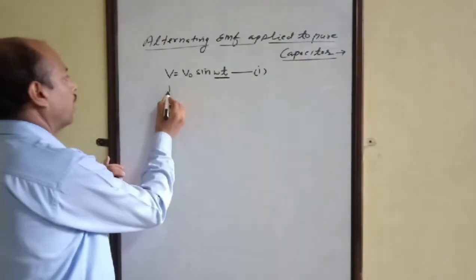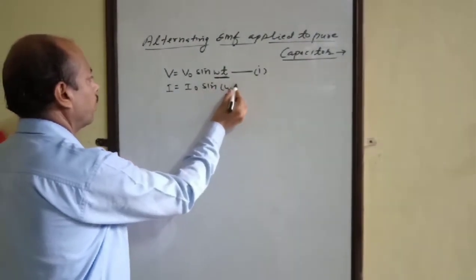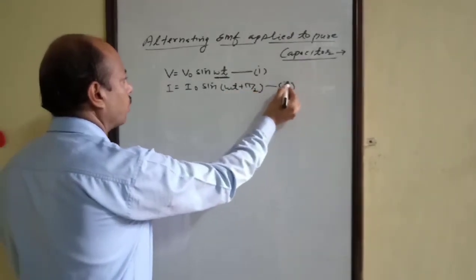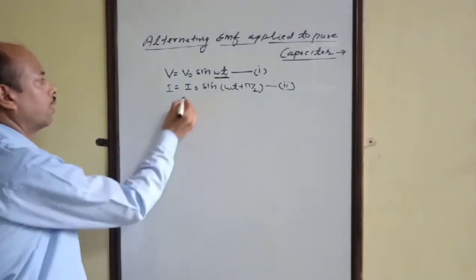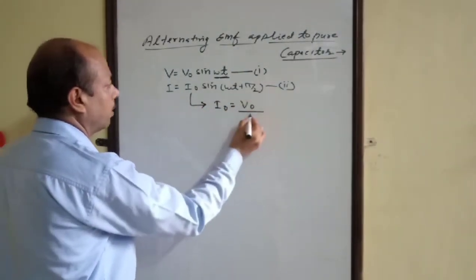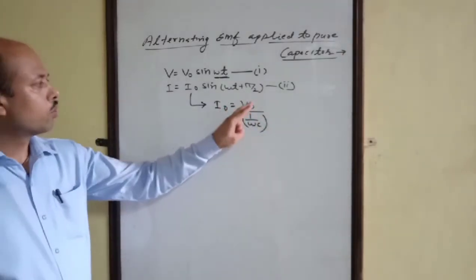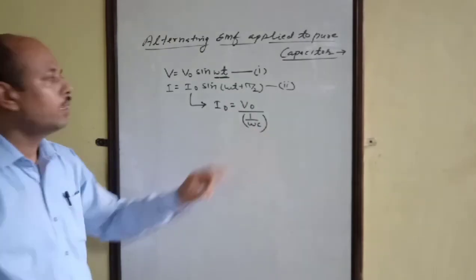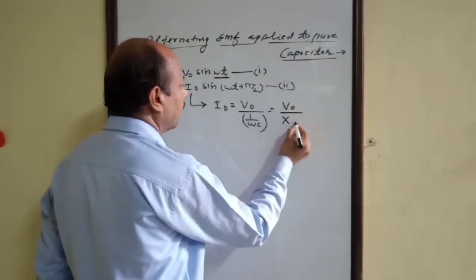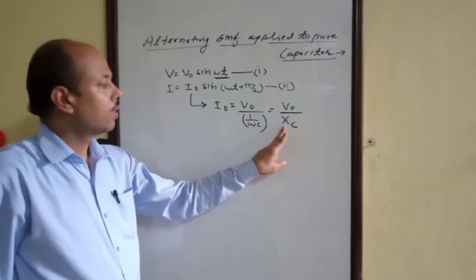I'm writing the equation here. I equals I naught sine omega t plus pi by 2, equation number, where I naught equals V naught by 1 upon omega c. This we will represent by a new quantity X. Here X is known as reactance.